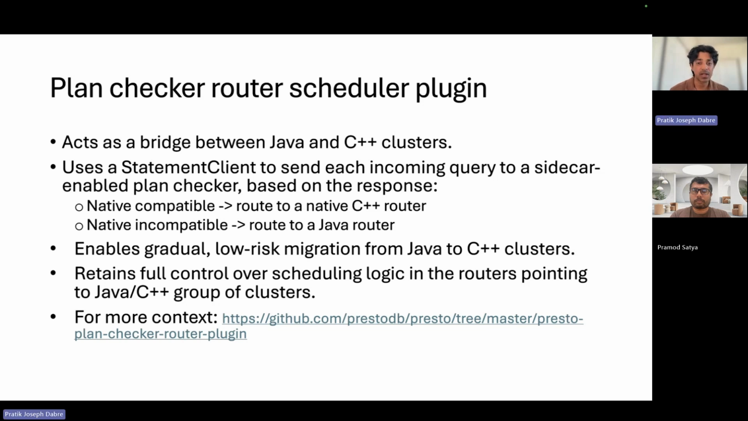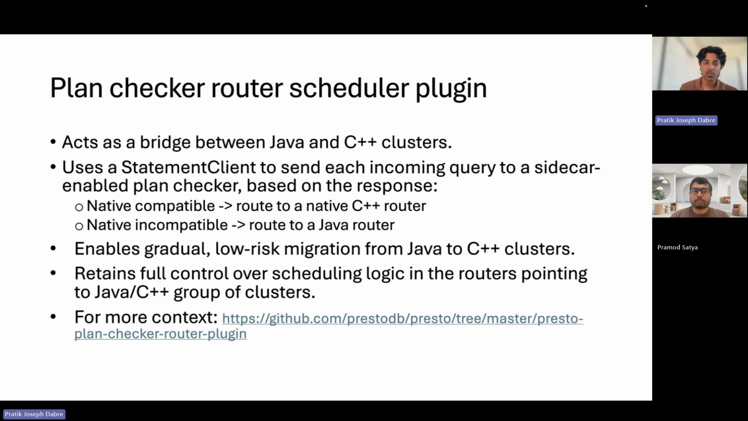It's going to use a statement client to send over each incoming query to a sidecar enabled plan checker cluster, from which you will get a response back whether it's native compatible or native incompatible, and you can make a decision then. In order for the plan checker cluster to not be bogged down, we actually support a list of plan checker clusters, and they're going to be chosen in a round robin fashion.